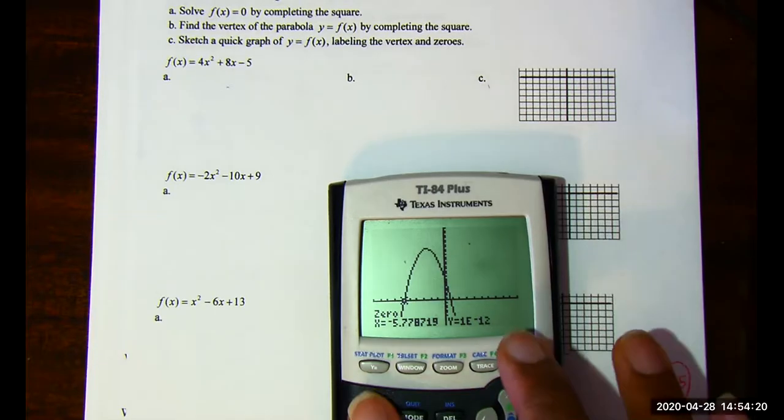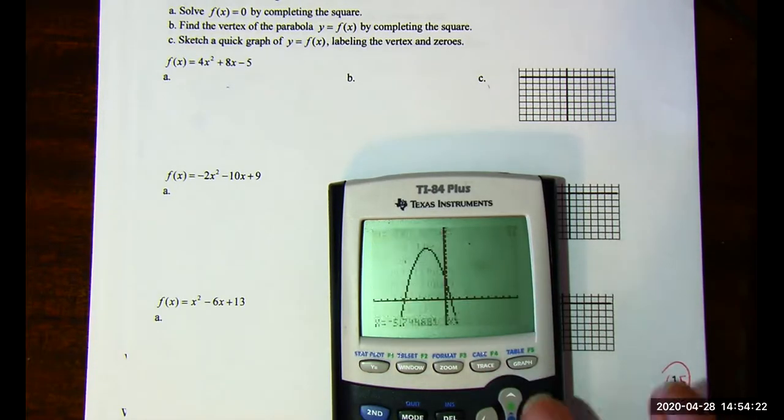So now let's get the other root, zero. Move it slightly to the left of the other zero. Enter, slightly to the right, enter, enter. And there we go for the other root. Wonderful.